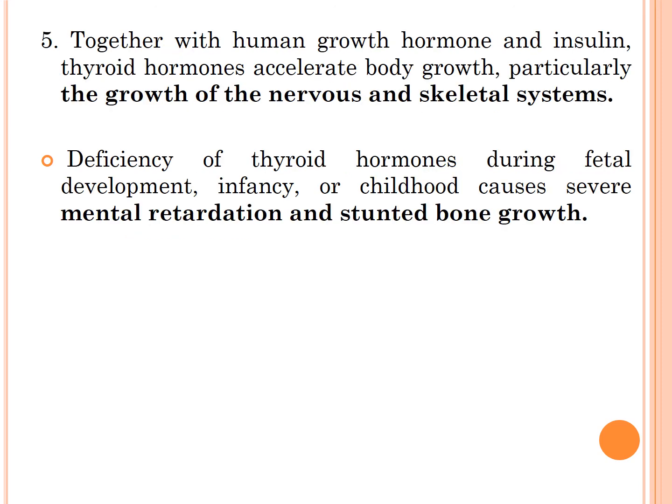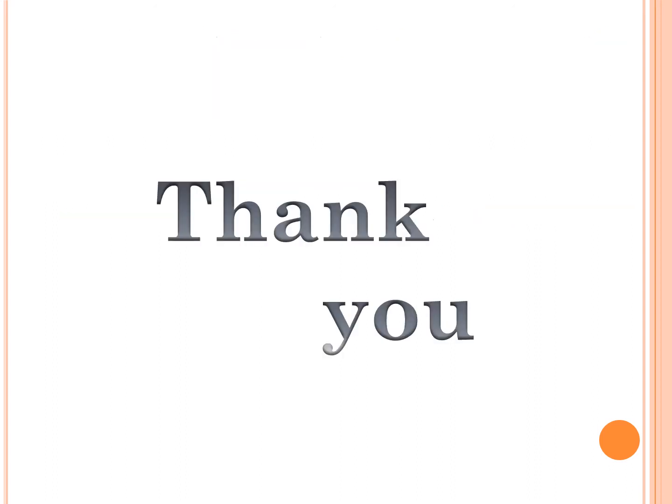Thyroid hormones, with insulin and growth hormone, accelerate body growth, particularly of the nervous system and skeletal system. So if there is deficiency of thyroid hormone during fetal development, infancy, or childhood, it causes severe mental retardation and inhibits bone growth.